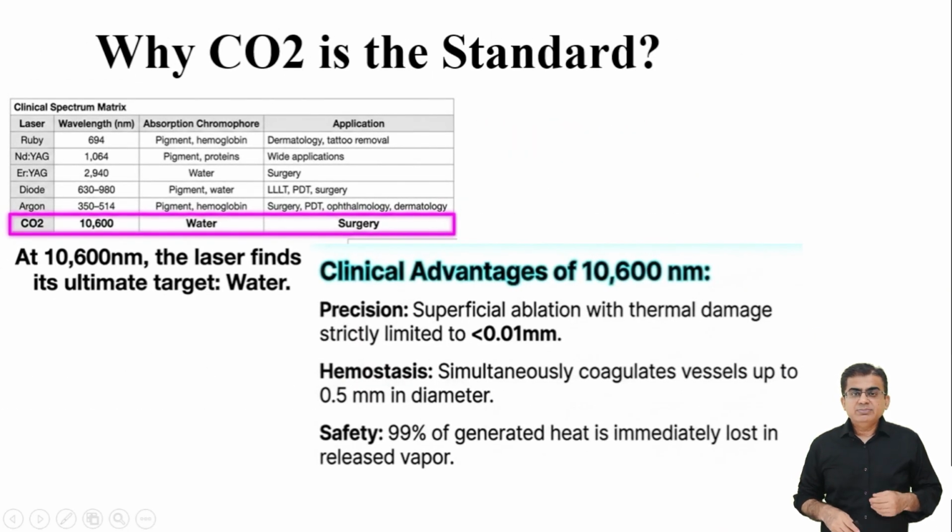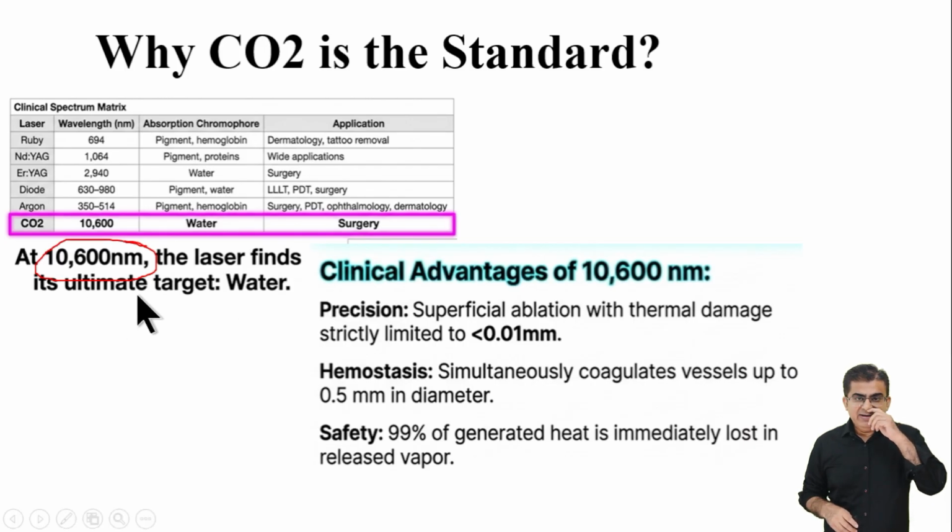There are various different types of medical lasers. You can see multiple options like Ruby, Nd-YAG, Er-YAG, diode, argon lasers, etc. But look closely at the highlighted box at the bottom. For early laryngeal surgery, the carbon dioxide laser is our absolute gold standard. Why is this specific laser the standard? It operates at a very specific wavelength of 10,600 nanometers.